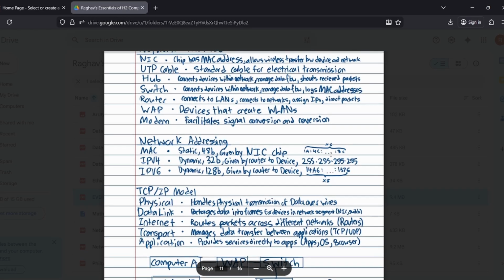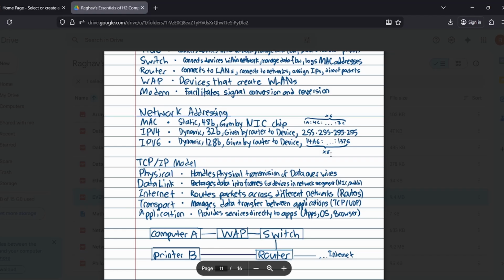Now, network addressing. There are a few kinds of network addresses you need to know. Then we have MAC addresses, which are static, they do not change. I mean, MAC spoofing is a thing, but you don't need to worry about it. It's 48 bits, and it's given by your NIC chip. This has 6 pairs of alphanumeric characters, so it's like 1A, 4C, something, something, something, something, 3C, 6 pairs.